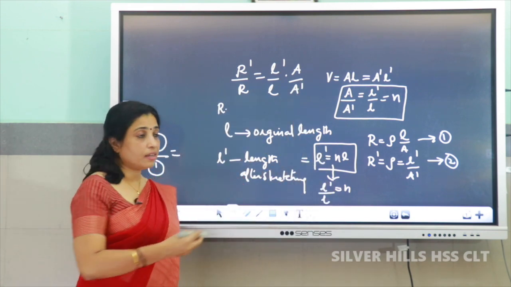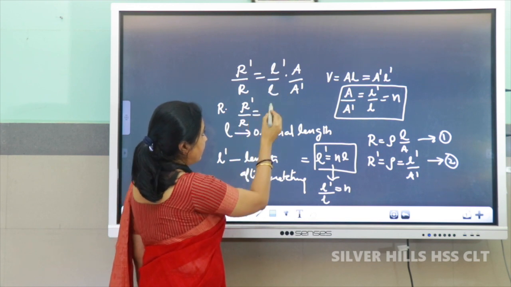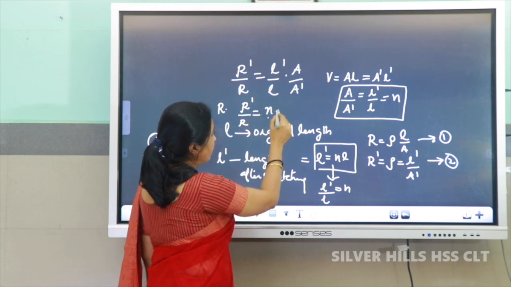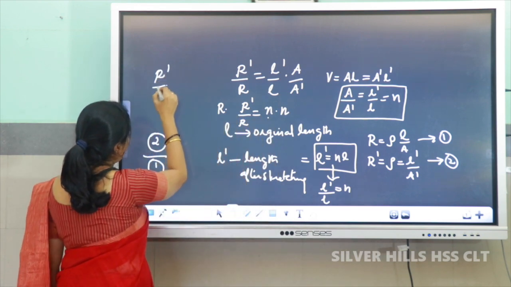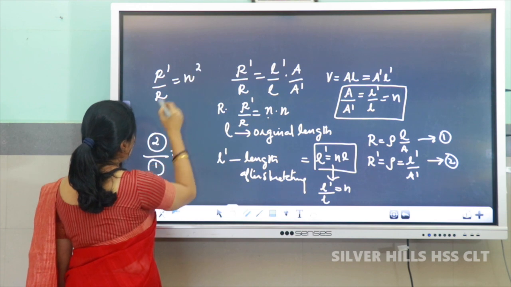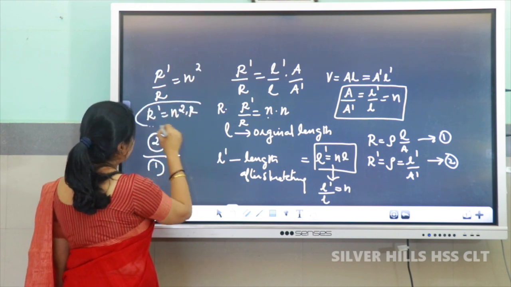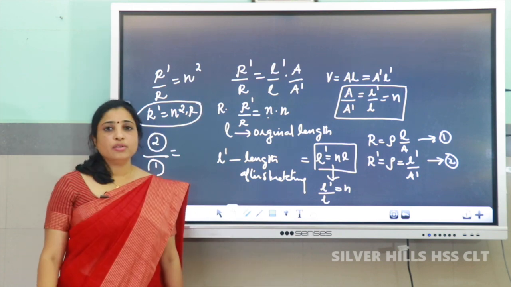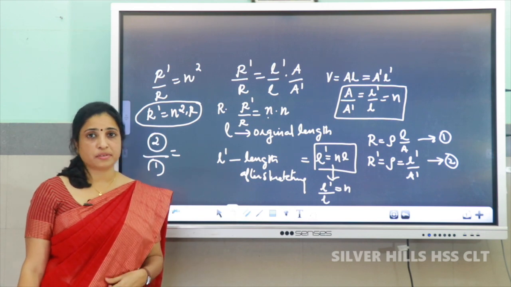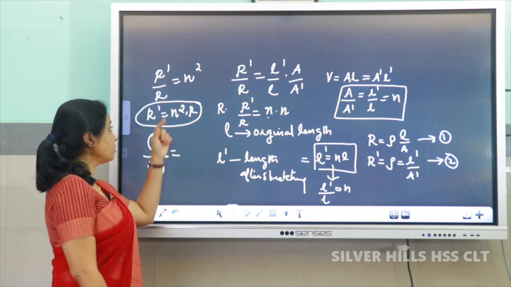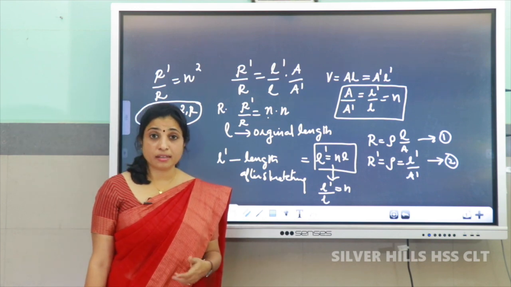So this can be written as R dash by R is equal to L dash by L is n and A by A dash is again n. So you can write R dash by R is equal to n square or R dash is equal to n square R. So we have seen the new resistance R dash, that is the resistance after stretching, is equal to n square times the initial resistance before stretching. Now let us see another example.